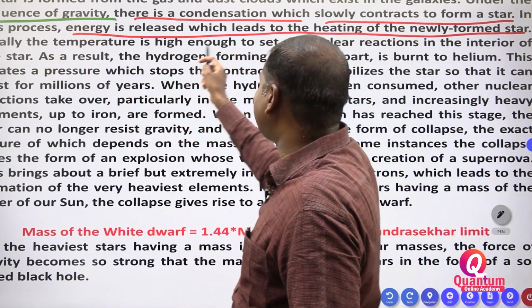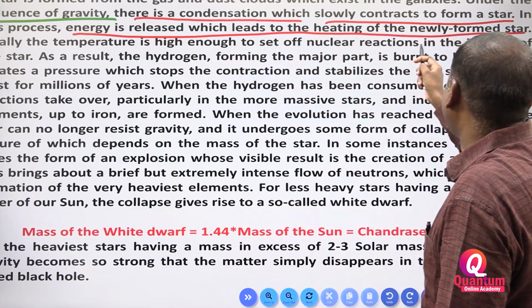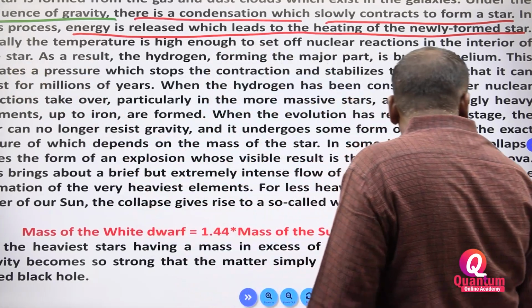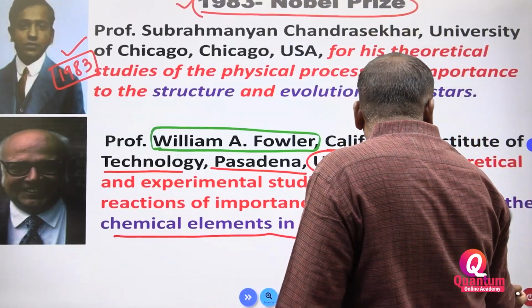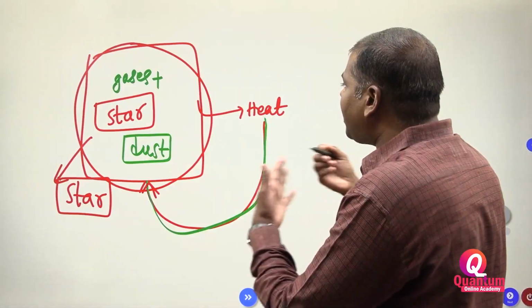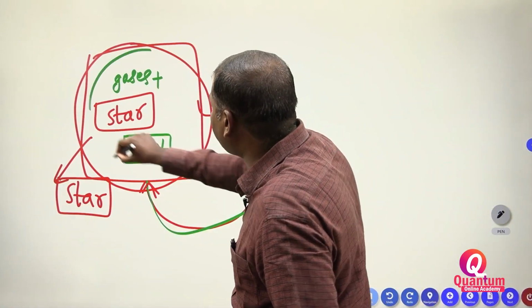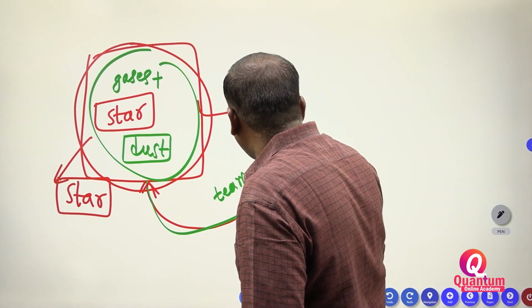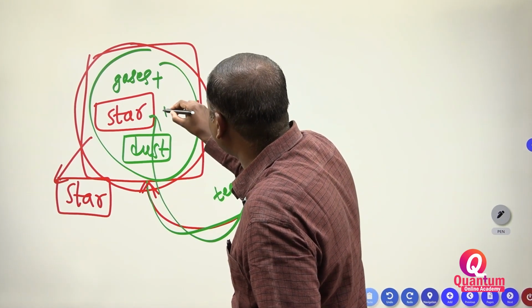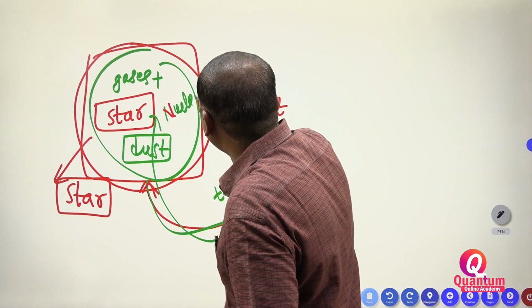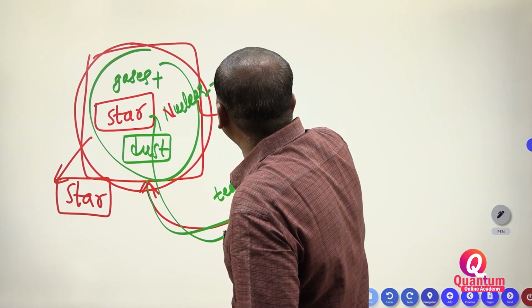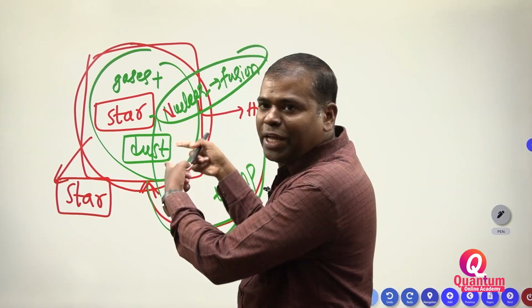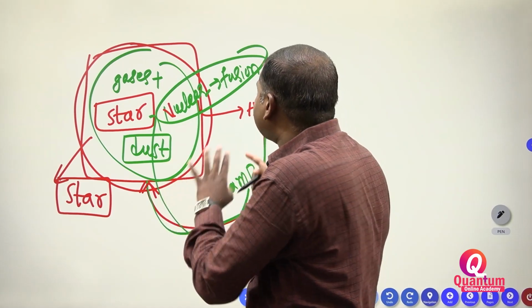Finally, the temperature is high enough to set up the nuclear reactions in the interior of the star. So this star can exist forever and ever. In the interior part, this heat acts as a high temperature. In the presence of the high temperature, nuclear fusion reactions can take place, which help the star.